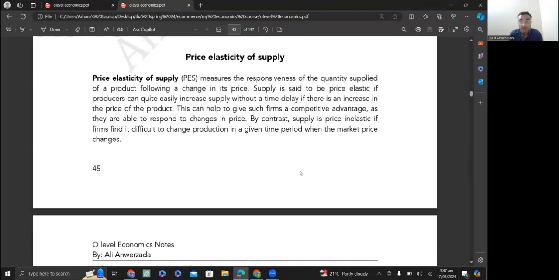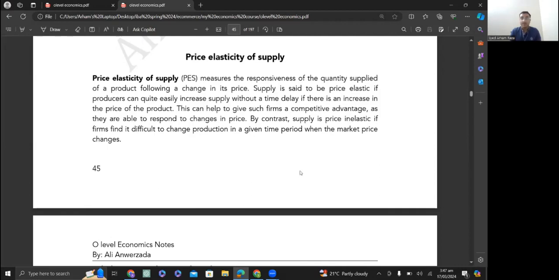Okay, so now let's come towards the price elasticity of supply. Like the price elasticity of demand, price elasticity of supply will measure how much the quantity supplied will change with respect to the change in price.